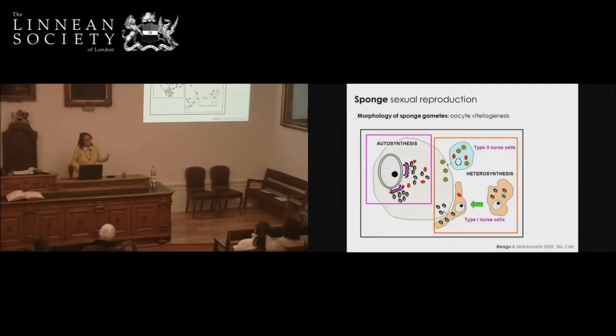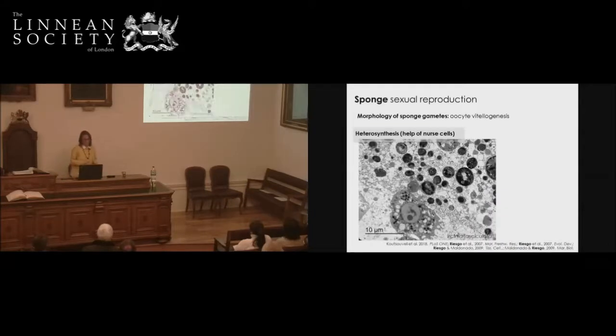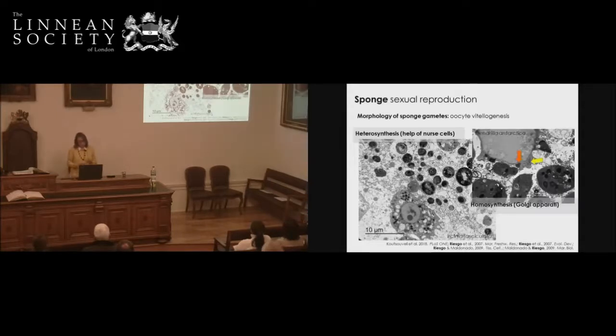So they can make their yolk by autosynthesis, so it's the oocyte itself making the yolk using the Golgi apparatus, or they can have a little bit of help from these nurse cells. So it's basically other cells making the yolk for the oocyte. And this is how it looks in sponges. You can see in the bottom of the picture a cell that is making the yolk for the oocyte that is the rest of the picture. So it transfers the yolk to the oocyte. Or you can see in the yellow arrow, it's the Golgi apparatus, and the orange arrow is actually the yolk platelet being made.